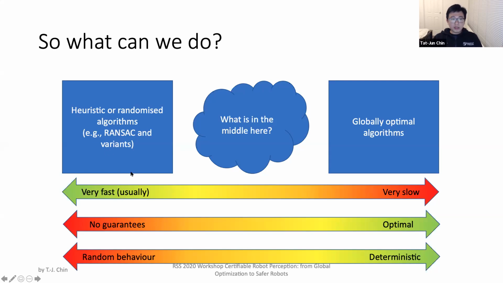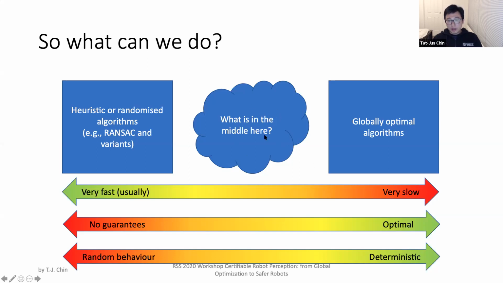in practice, we know that the left extreme is very fast usually, the right extreme is very slow. But the theory says that if you want fast, you can't have guarantees. Okay, and if you want globally optimal, it has to be very slow. Okay, that's what the theory says. There's nothing we can do about this. The other thing we can fix is, of course, for a lot of robust algorithms, a lot of them use sampling, and this might be an aspect that we can improve by making them deterministic.